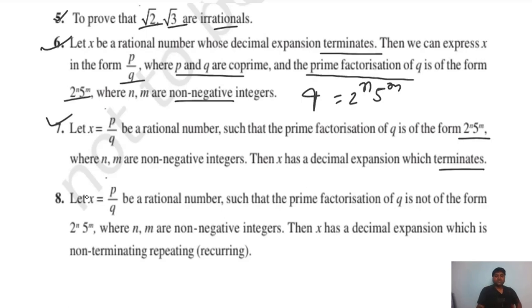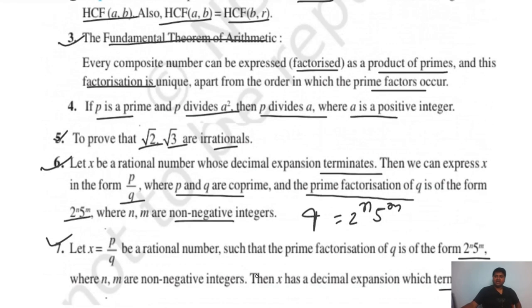But if p by q is a rational number such that the prime factorization of q is not of the form 2 to the power n times 5 to the power m, where m and n are non-negative integers, then x has a decimal expansion which is non-terminating and recurring. So if this condition does not hold, we get a non-terminating and recurring decimal expansion.